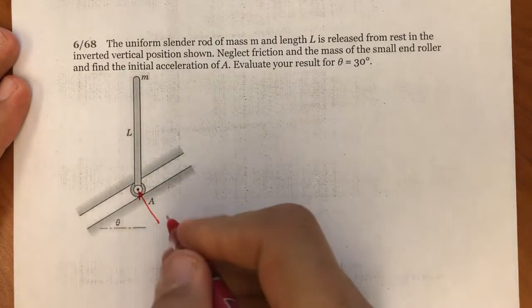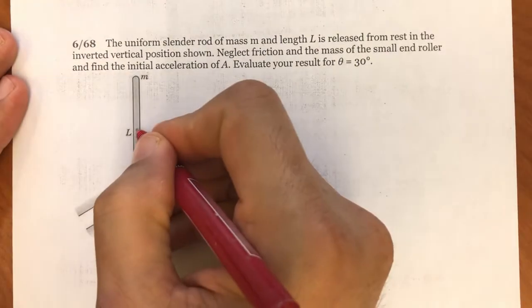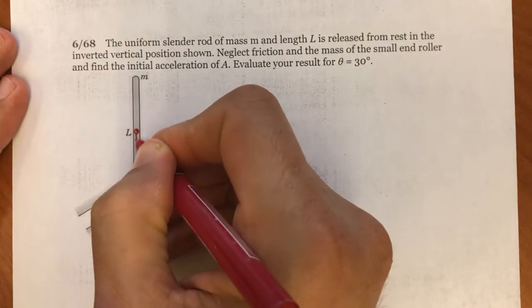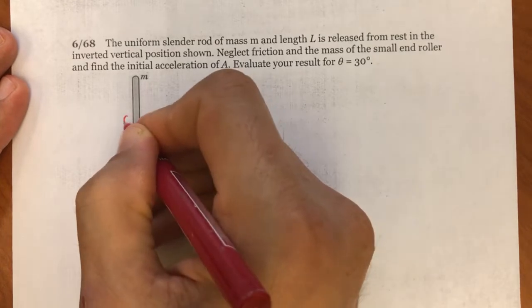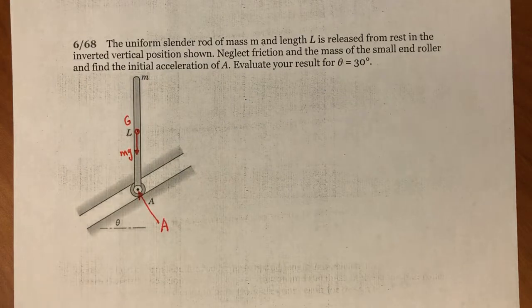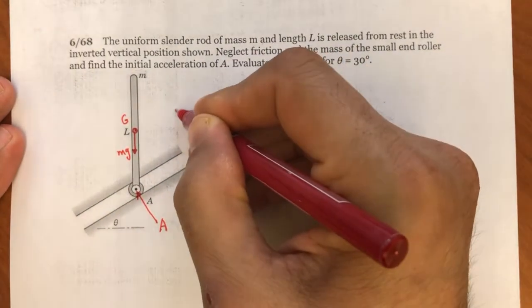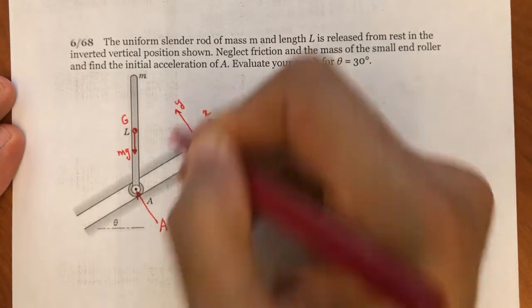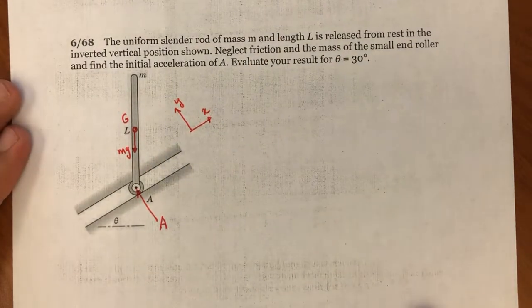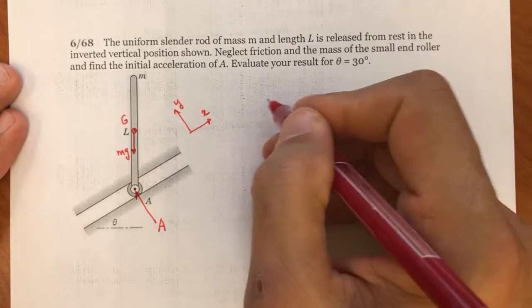We are gonna have a normal force at point A, and also we are gonna have gravitational force here. Let's call this point G. And we need to choose a coordinate. You can choose any coordinate you want, but probably this one is gonna be simpler, X and Y. So if I use this coordinate, then I can write down Newton equations.